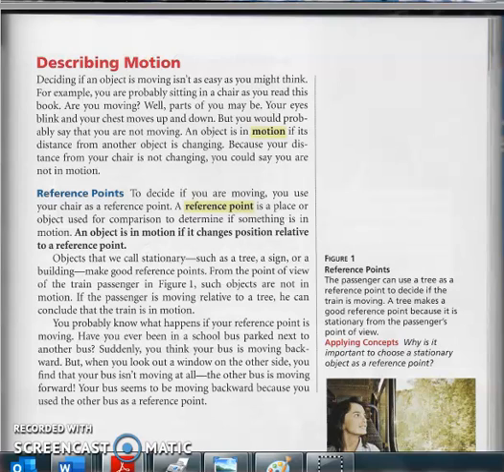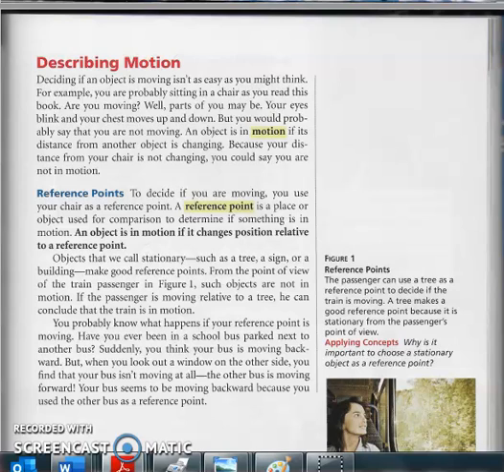Describing motion. Deciding if an object is moving isn't as easy as you might think. For example, you are probably sitting in a chair as you read this book. Are you moving? Well, parts of you may be. Your eyes blink and your chest moves up and down, but you would probably say that you are not moving. An object is in motion if its distance from another object is changing. Because your distance from your chair is not changing, you could say you are not in motion.